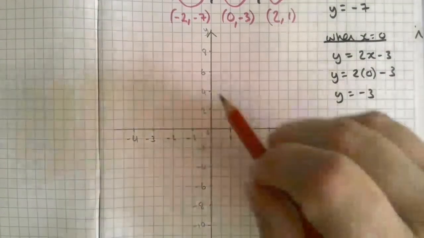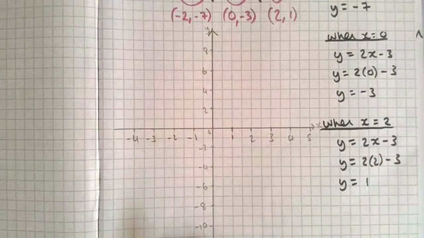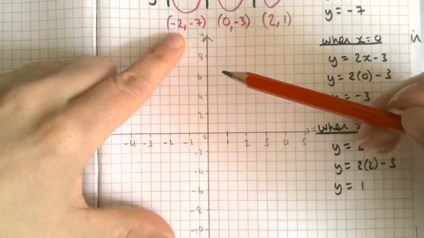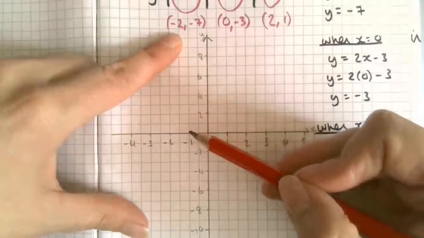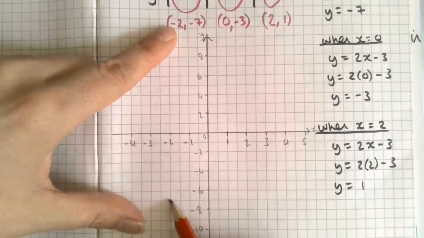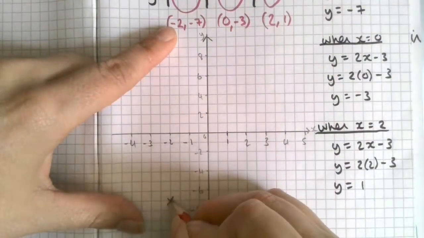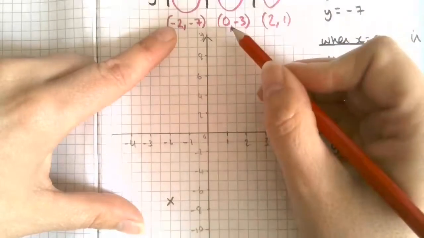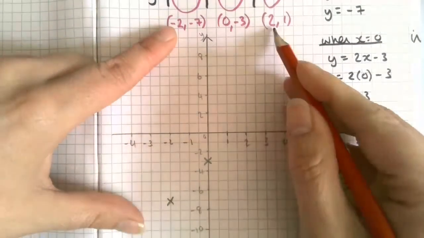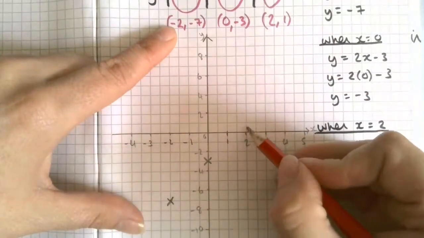Right, so you'll notice my laziness with not using a ruler did not go into drawing my axes. Always use a ruler for that. If you try and do graphs without using a ruler, it'll just be a complete nightmare. Okay, so the first point I have to plot is minus 2, minus 7. So that's there. 0, minus 3. And 2, 1.